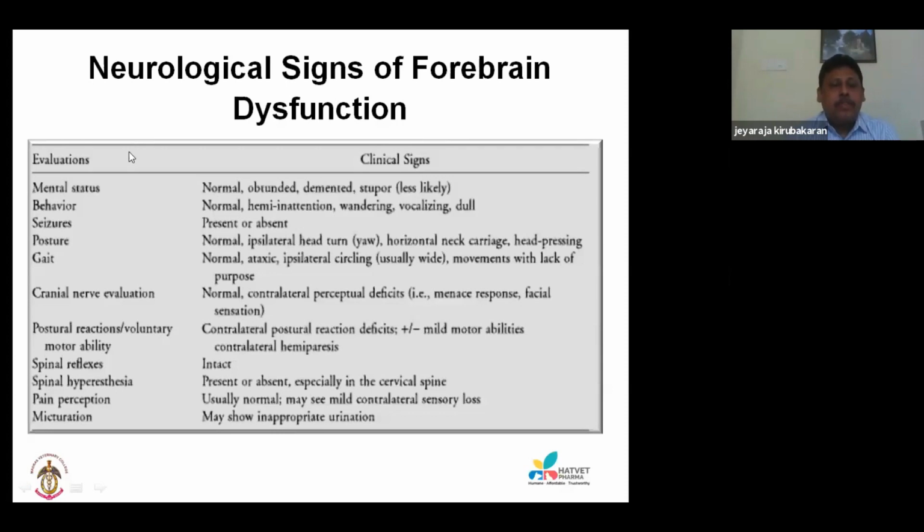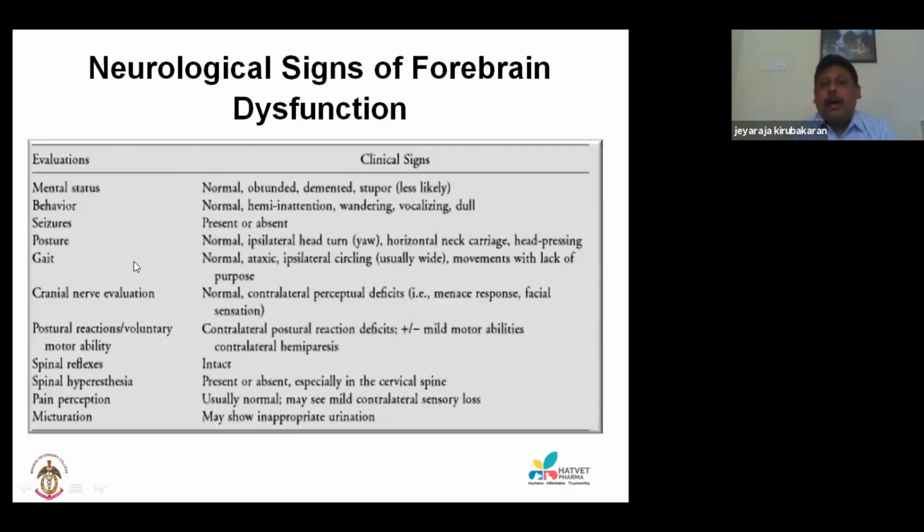Then you have behavior, either normal behavior or, as I said, a hemi-inattention syndrome. And, as I give a classical example, you give food in the bowl, the one half it will eat, the other half will be left untouched. So in that way you can identify it as a hemi-inattention syndrome. Or very commonly you see wandering, that is aimless walking, and then vocalizing, and will be very dull. Seizures may be present or absent.